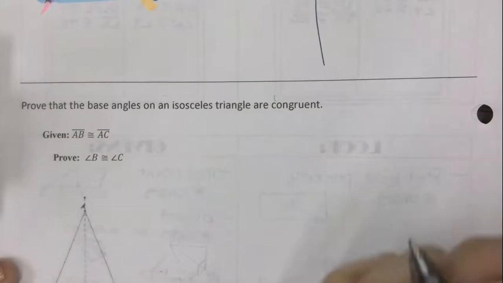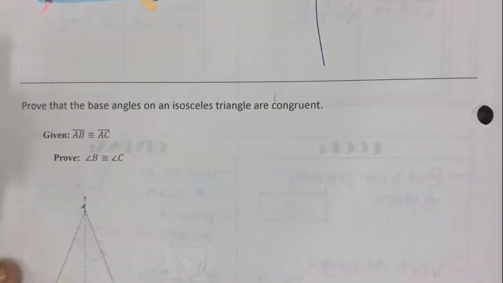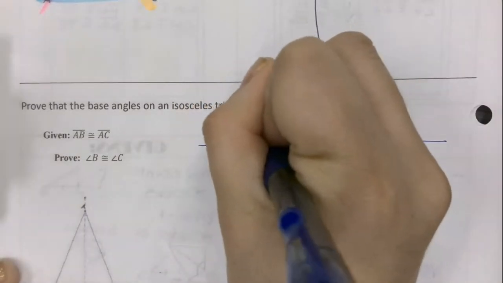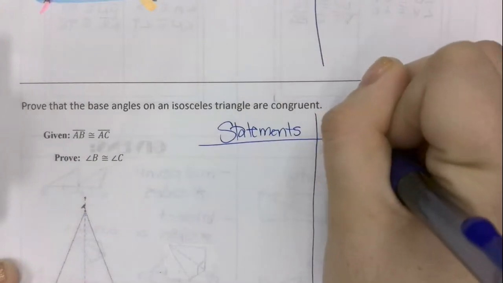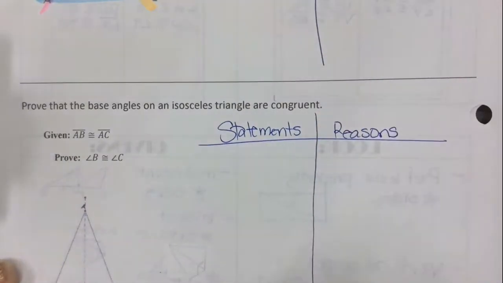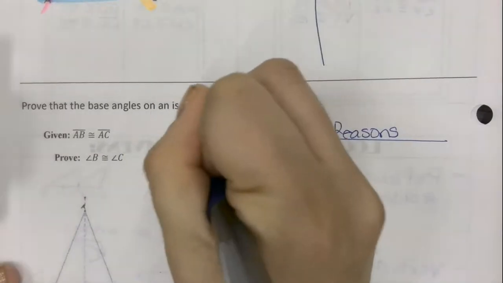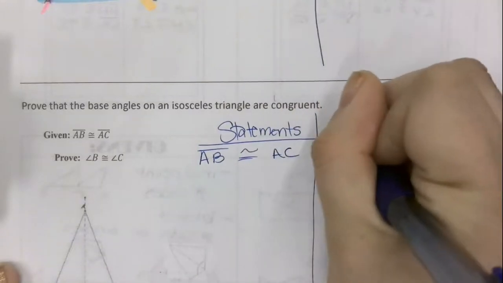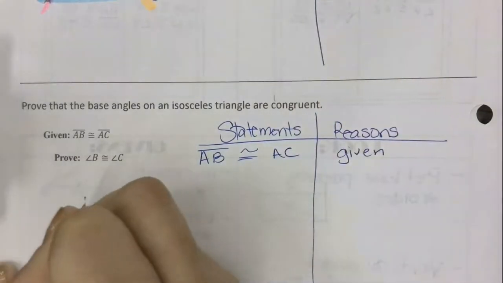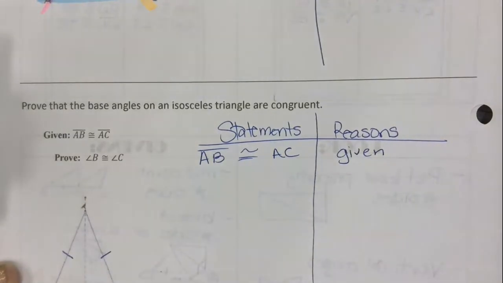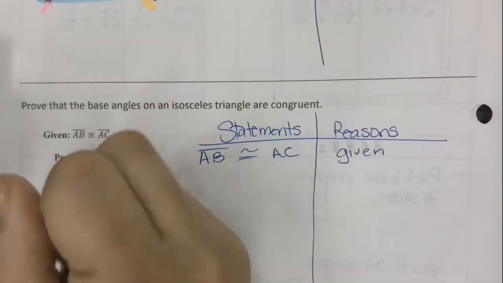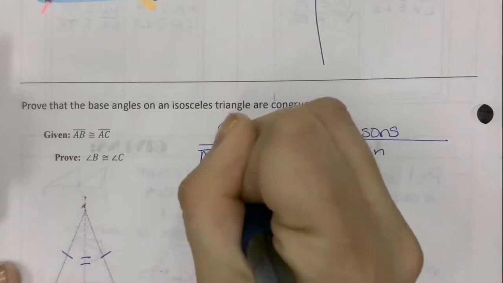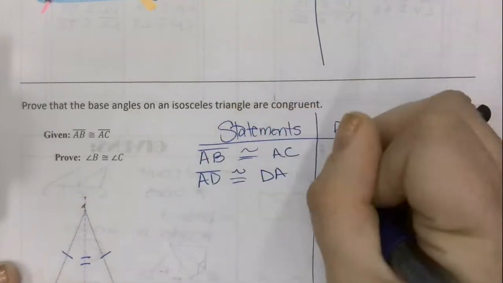This one wants me to prove that the base angles of an isosceles triangle are congruent. So I want to start off with statements and reasons. So I am given AB is congruent to AC. From this picture, I can tell that AD is going to be congruent to DA. This is the reflexive property.